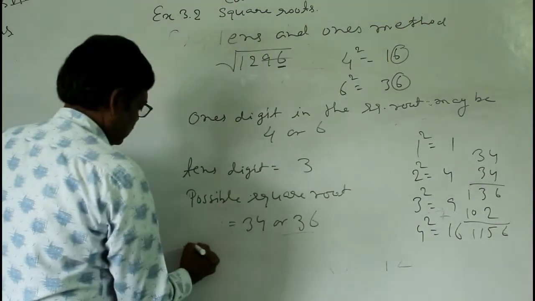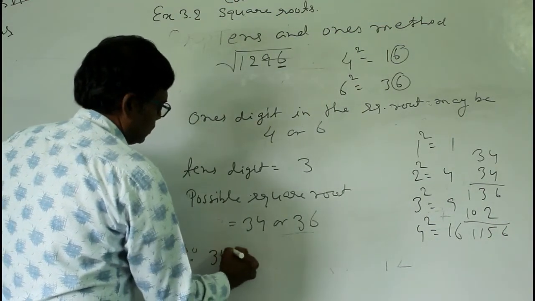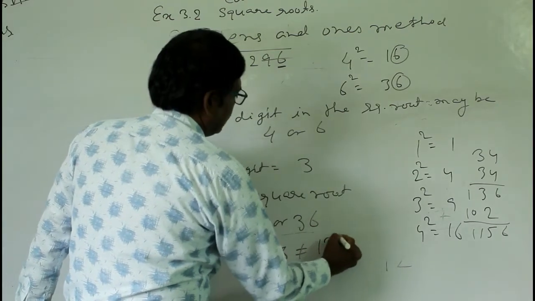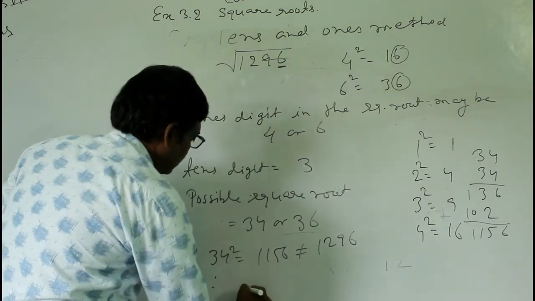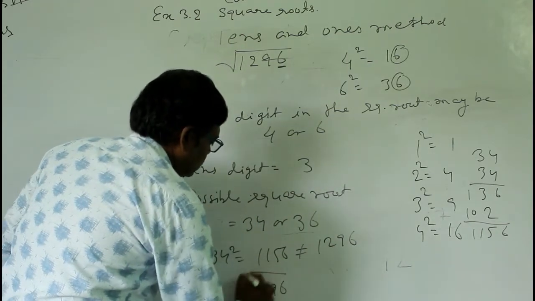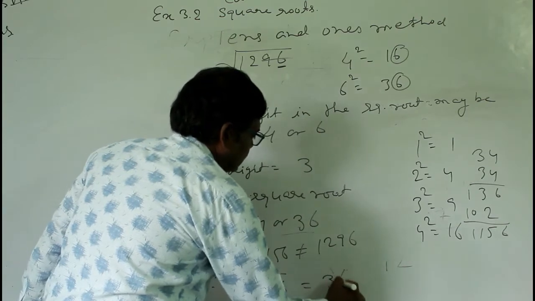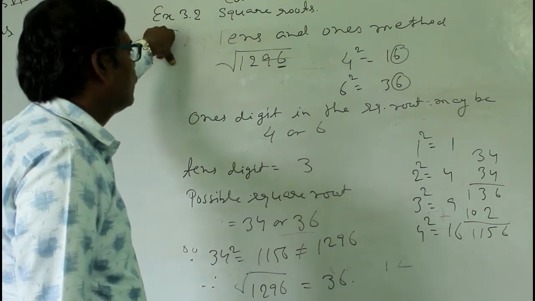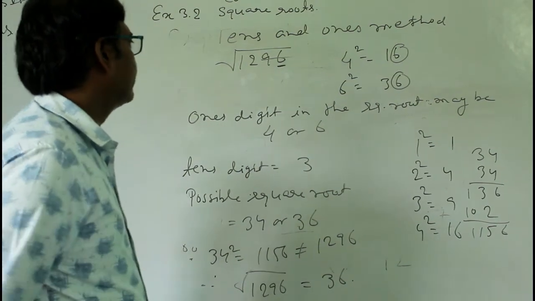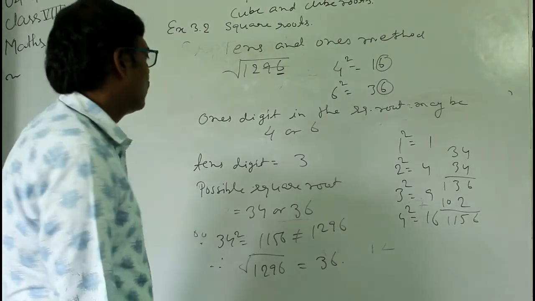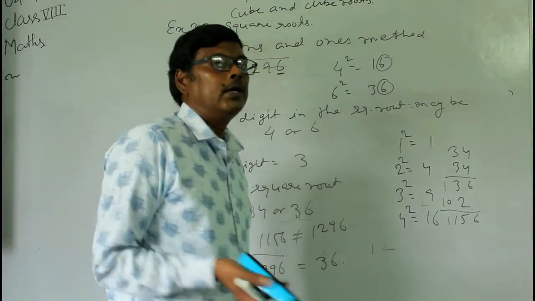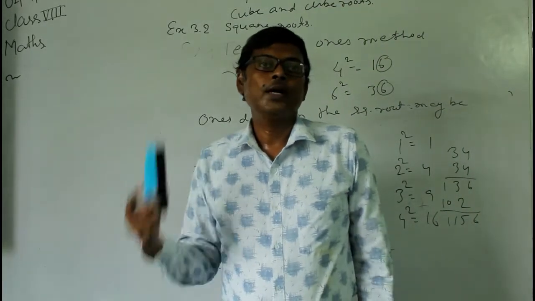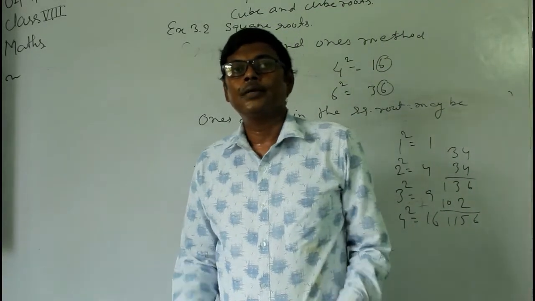Since 34 square is equal to 1156, and this is not equal to 1296, the square root of 1296 is equal to 36. So from this method we can find the square root of a 4 digit or 5 digit number. This is called the tens and ones method. So there are 3 methods of finding the square root of a perfect number. These are the methods to find the square root of a perfect number.